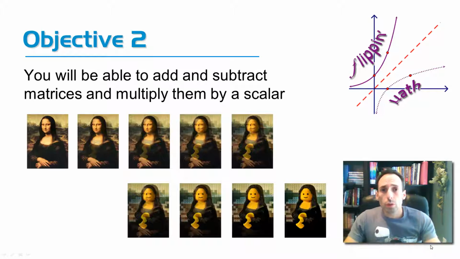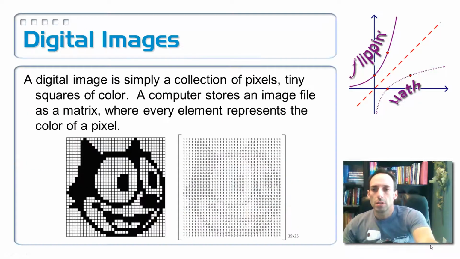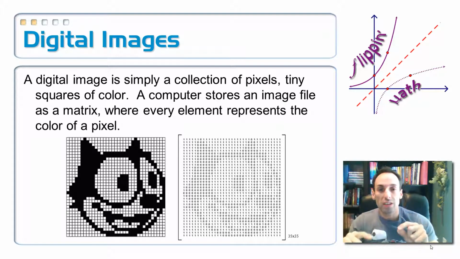Whenever you go to Google and you search for something and you go over to images and look at a whole bunch of pictures, all of those things are digital images. And each digital image is just a collection of pixels. Now, a pixel is just a tiny picture element. Pixel is just short for picture element. They're little squares of color, okay? And a computer stores an image file as a matrix.